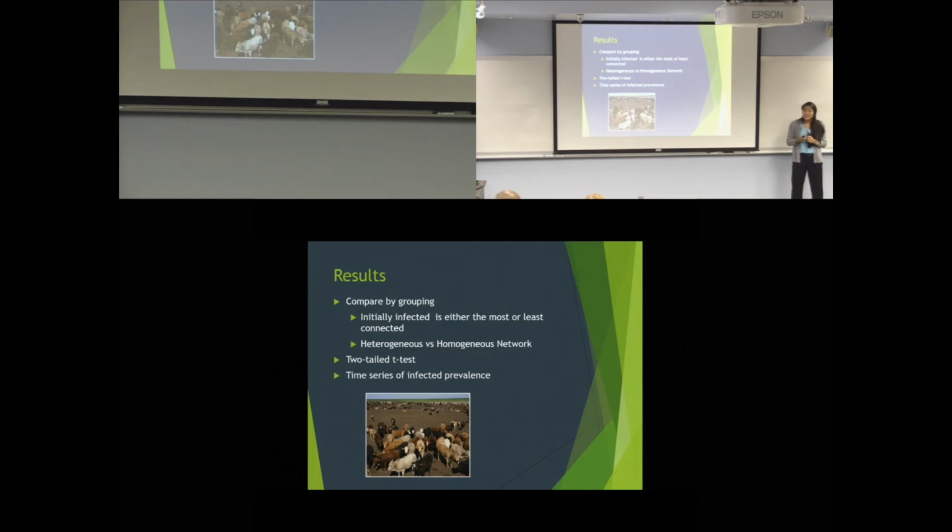So to visualize and understand our results, we coupled our simulation cases in 2s. So first we have our initially infected individual being either the most or least connected, and we compared in their t-tests and our time series of infected prevalence. And that was across the averages of maximum prevalence and the average time of prevalence and the average final prevalence for the 2-tailed t-tests. We did the same average comparisons for a heterogeneous or a homogeneous network. And Taylor will talk more about our results.